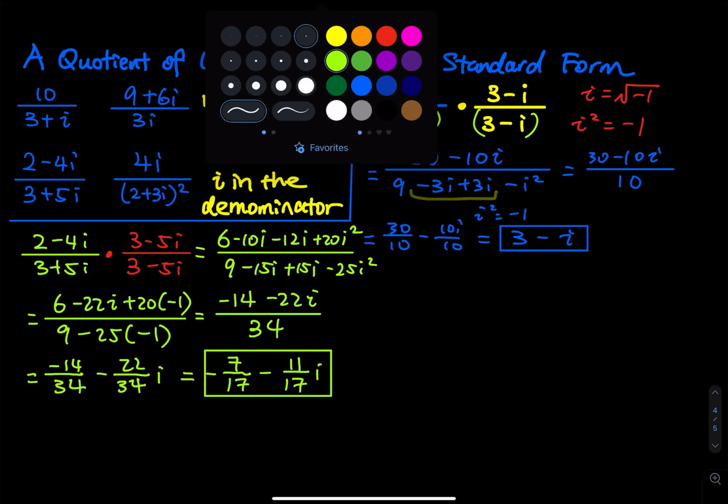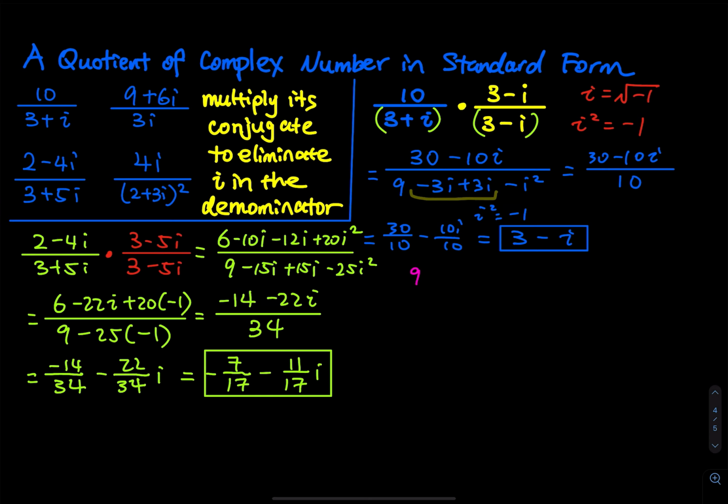Okay, moving on to the next one. The next one we have 9 plus 6i divided by 3i. Okay, what should I do for the denominator? So the 3i, another way to do this is you can move this a little bit.